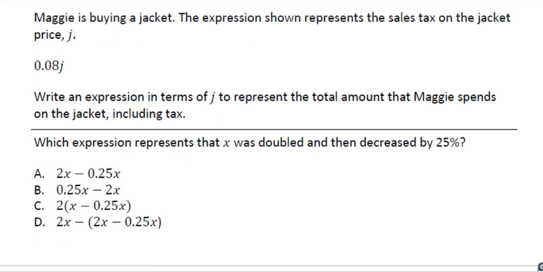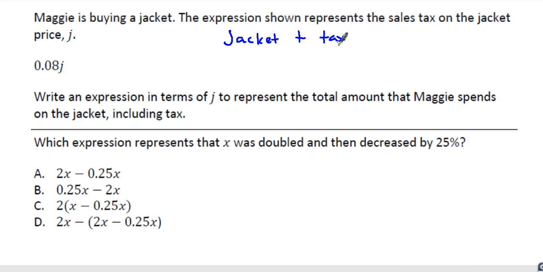Maggie is buying a jacket. The expression shown represents the sales tax on the jacket, price J. Write an expression in terms of J to represent the total amount that Maggie spends on the jacket, including tax. Okay, so if you think about it, when you pay for a jacket, you're going to pay for the jacket plus the tax. The jacket's price is J plus the tax. What they just said is that the expression shown represents the sales tax.